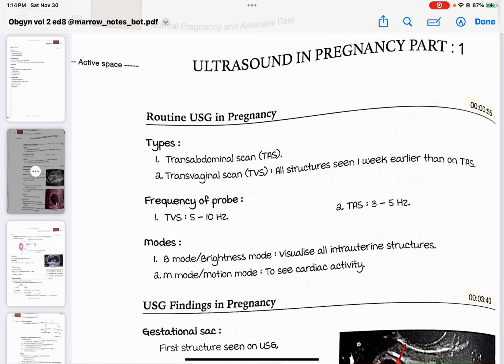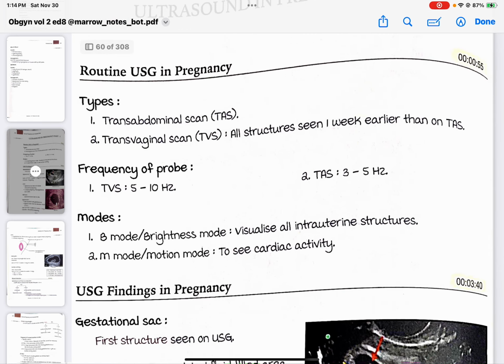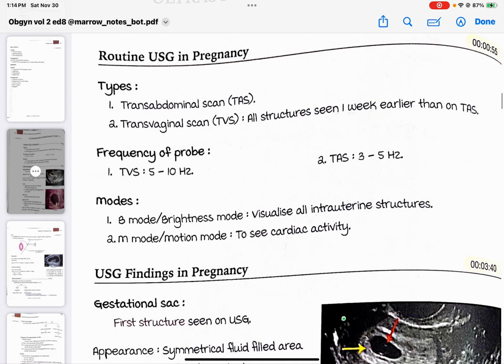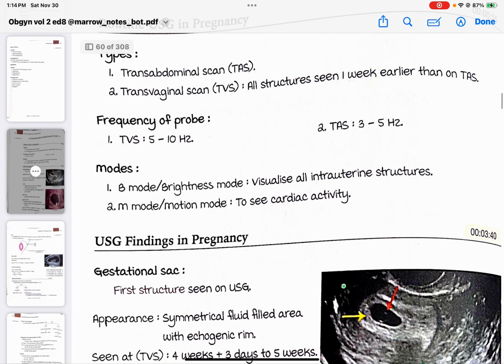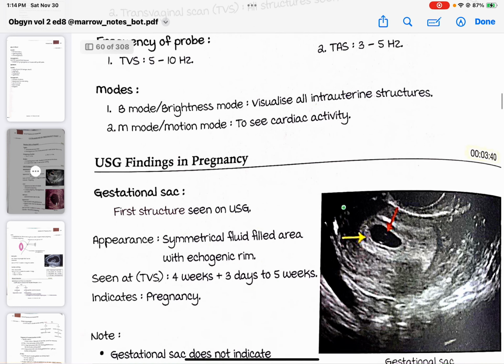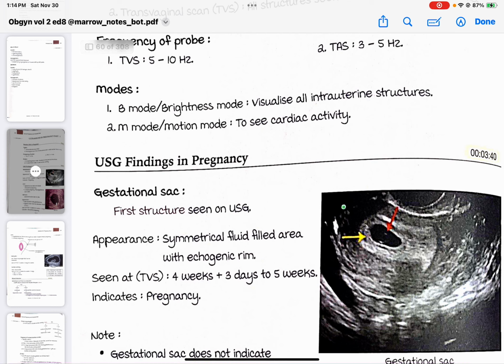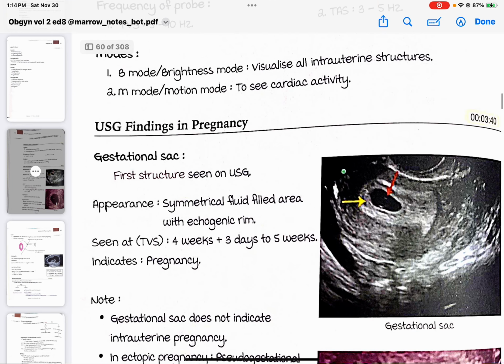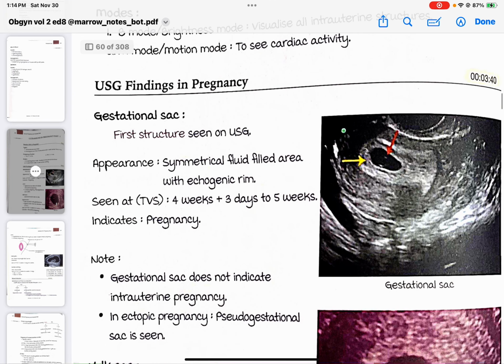So, routine ultrasound in pregnancy. Types: transabdominal, transvaginal. Transvaginal, all structures seen 1 week earlier than transabdominal. Frequency of probe: transvaginal is 5 to 10 Hz, transabdominal is 3 to 10 Hz. Mode: B mode, brightness mode, visualize all intrauterine structures. M mode, motion mode, to see cardiac activity.